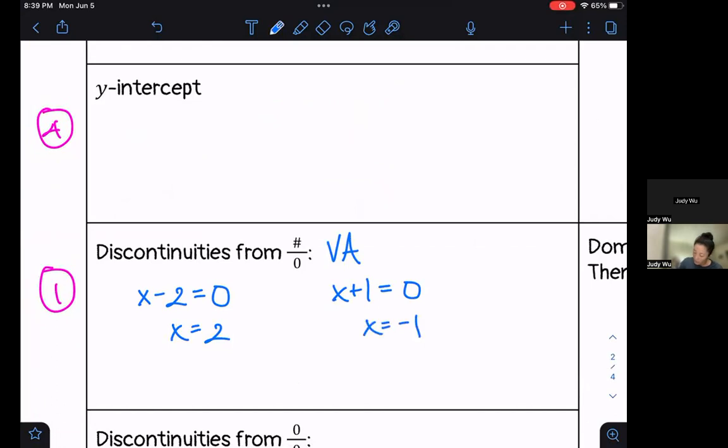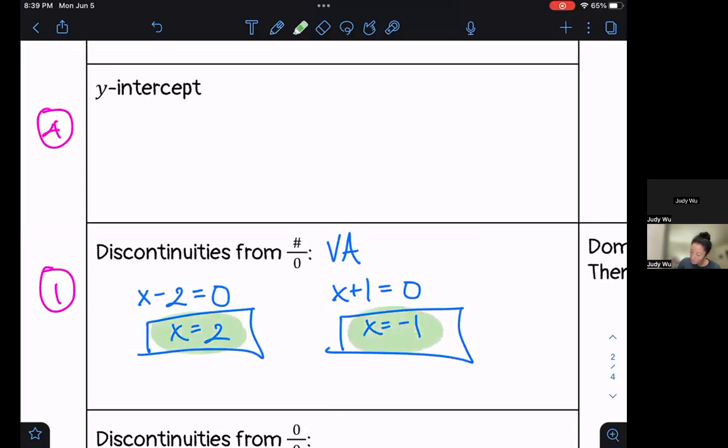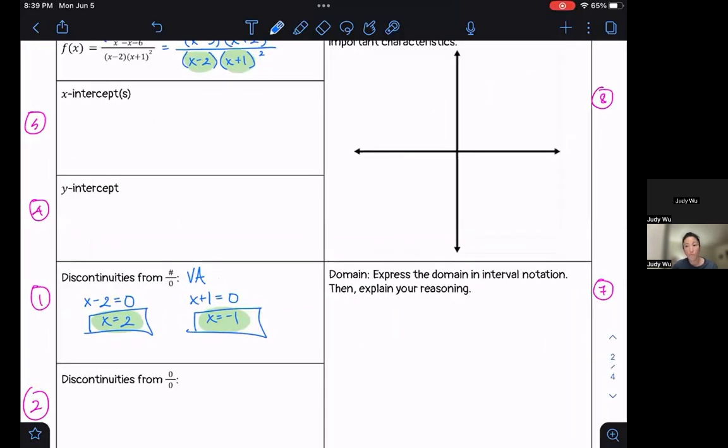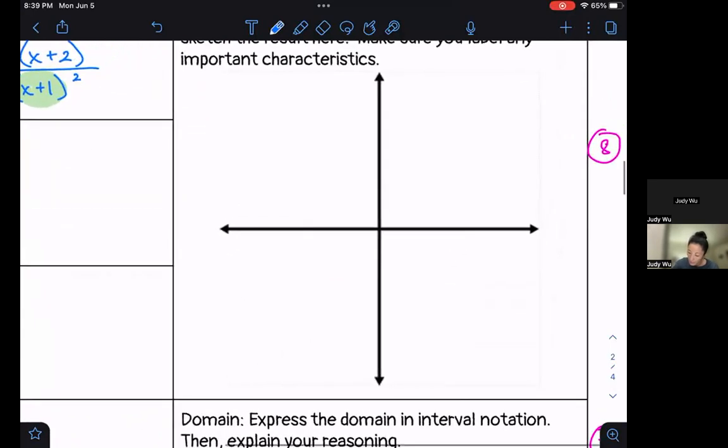And those are the equations for our two vertical asymptotes: x equals 2 and x equals -1, all right? So it's okay for us to have more than one vertical asymptote. And in fact, I'm going to go ahead and sketch those right on our graph. So at, I believe we said, -1 and 2.